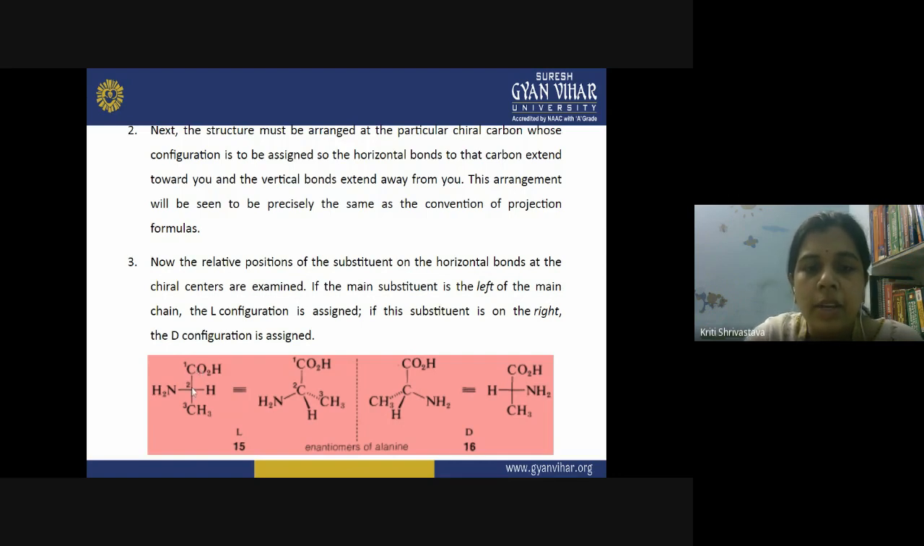So now this carbon number 2 is the place where you are going to find out the orientation. The arrangement will be seen precisely as per the convention of projection formulas. Now you see how you will convert it into a projection formula. This is your carbon atom number 2. The vertical bonds, as I told you, extend away from you, and the horizontal ones are towards you. So we have changed this formula accordingly.